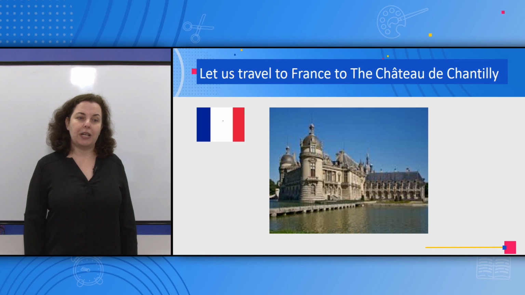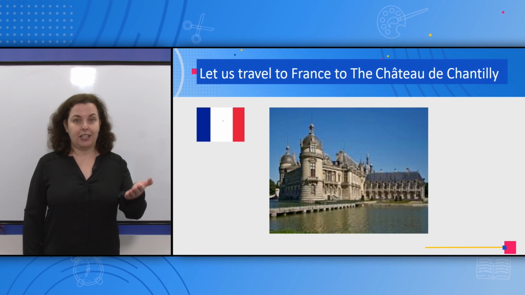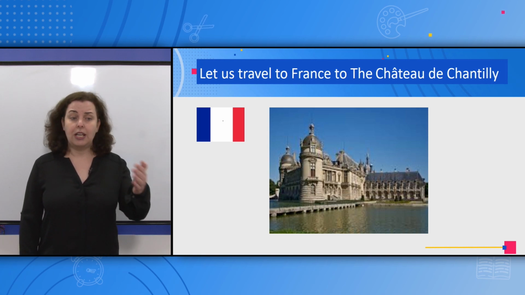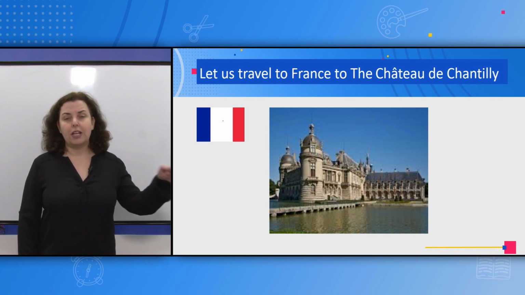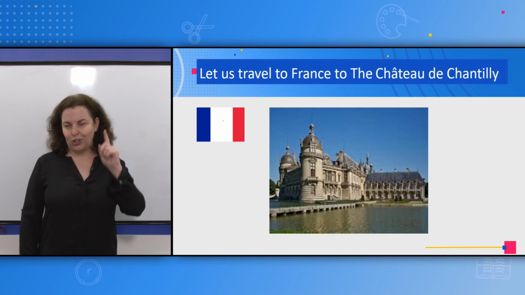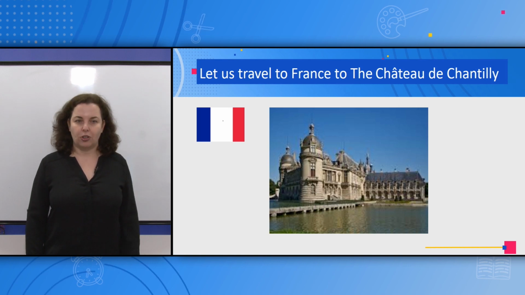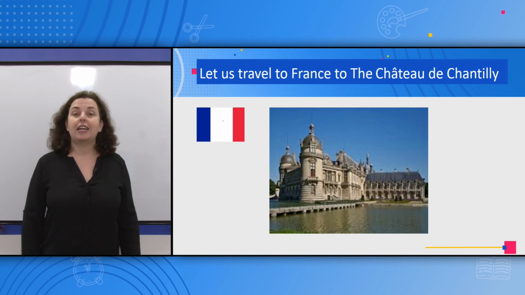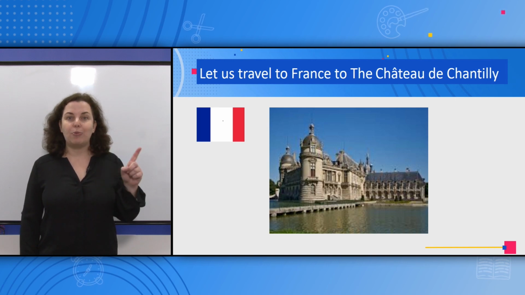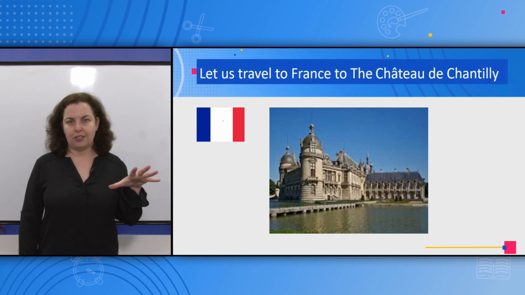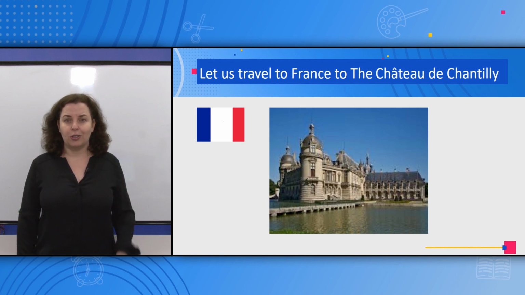As you can see from the picture, Chateau de Chantilly, the castle Chantilly, is surrounded by water. So you must cross a bridge. You remember the word bridge? You must cross a bridge to get to Chateau de Chantilly. Now, what's so famous about Chateau de Chantilly? It has the largest library in the world in a castle. It has the most books.